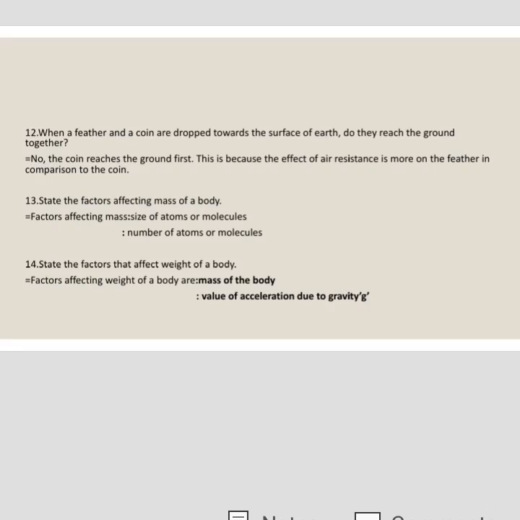Question number 12. When a feather and a coin are dropped towards the surface of Earth, do they reach the ground together? No. The coin reaches the ground first, because we have sometimes experienced that. So what is the reason behind this? This is because the effect of air resistance is more on the feather in comparison to the coin. Yet this is a group equation, that's why the reason must be short and sweet.